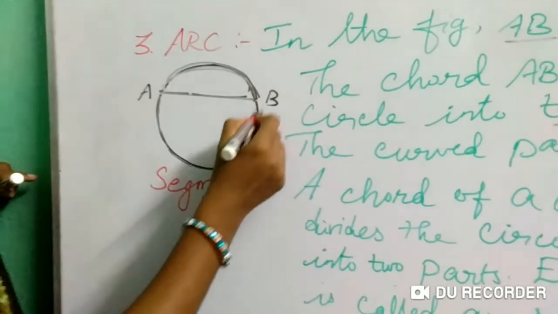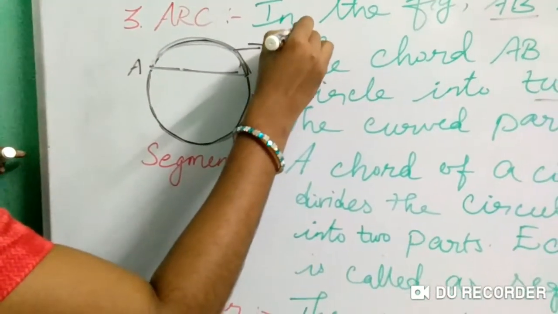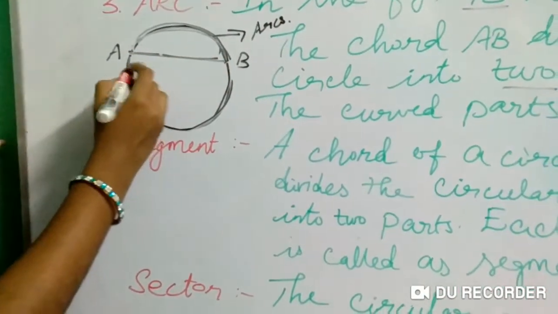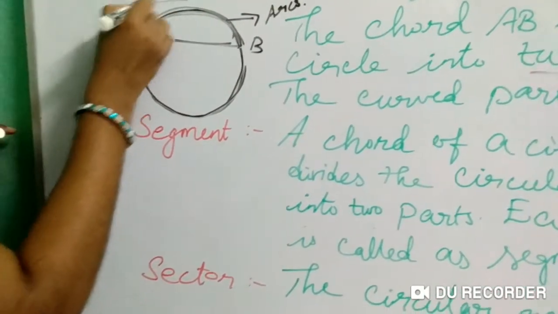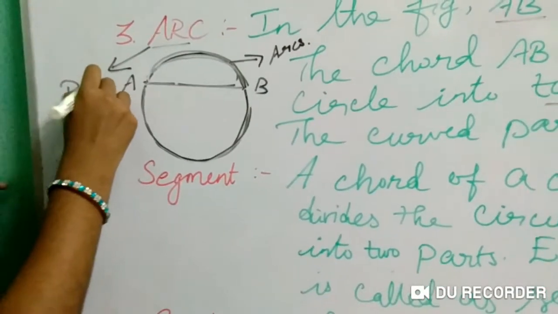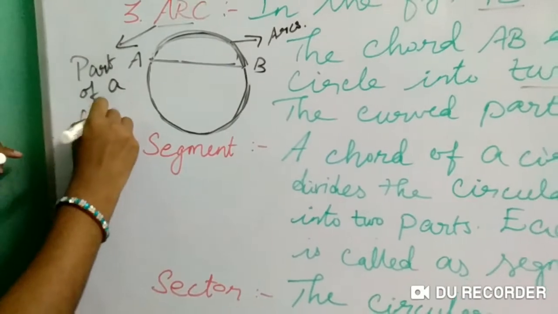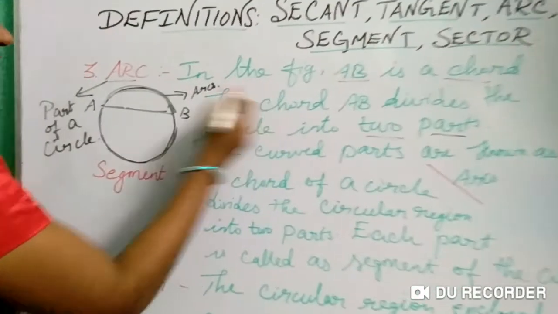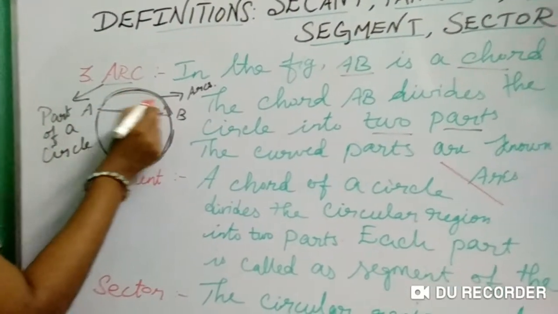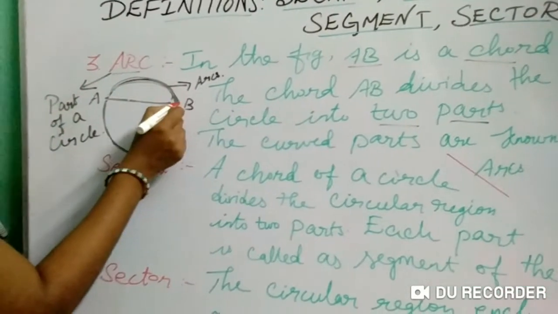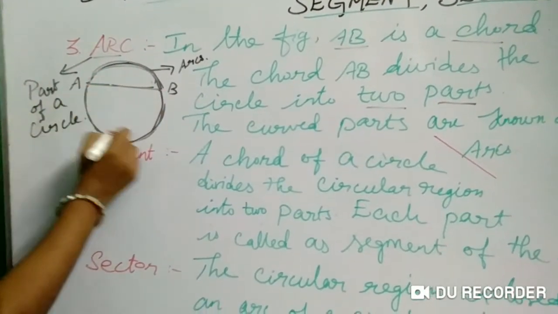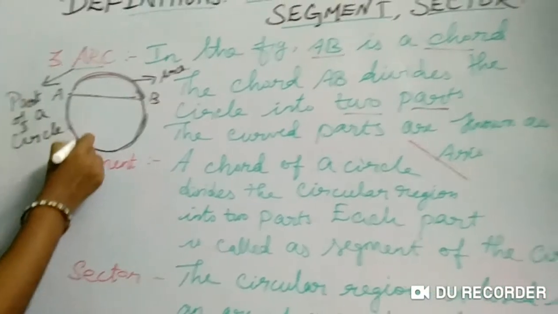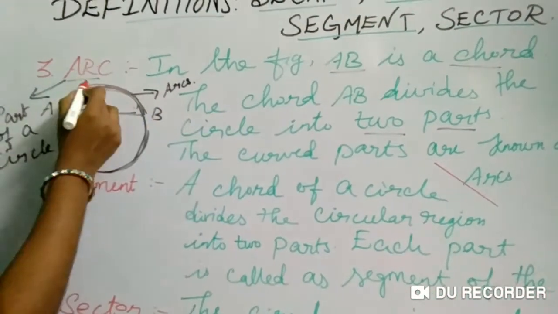The curved parts are known as arcs. Simply you can say an arc is nothing but a part of a circle. So what is an arc? In a figure you can draw a chord. It splits the curved part, the circumference, into two parts. These curved parts are called arcs.